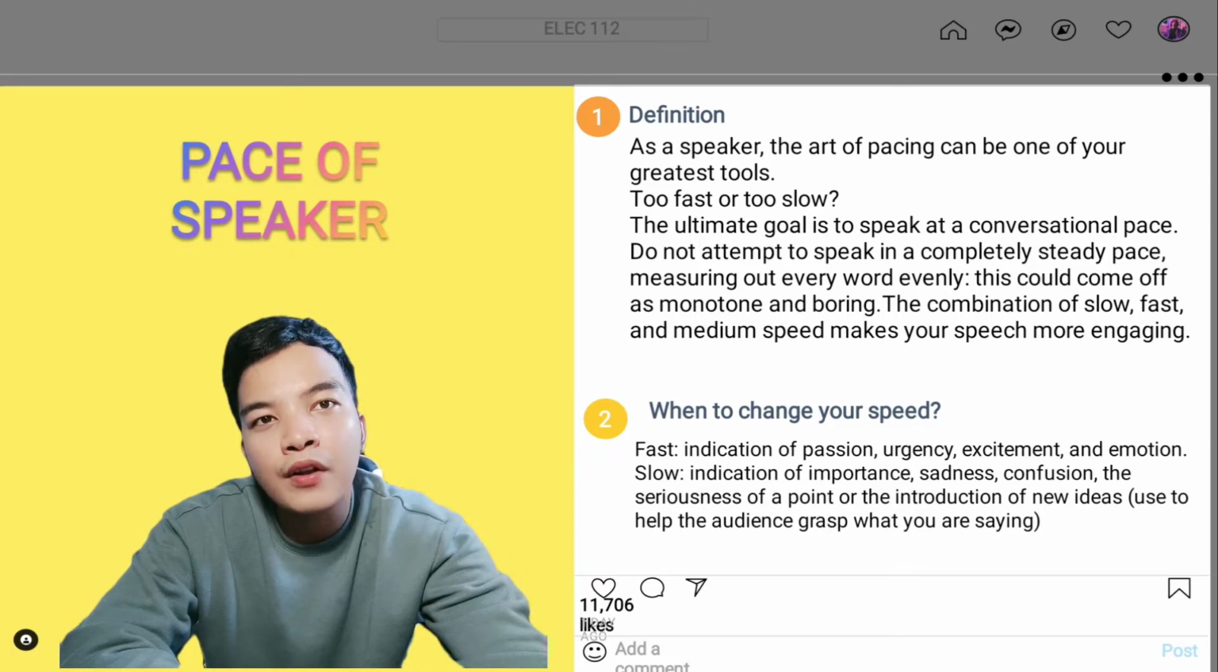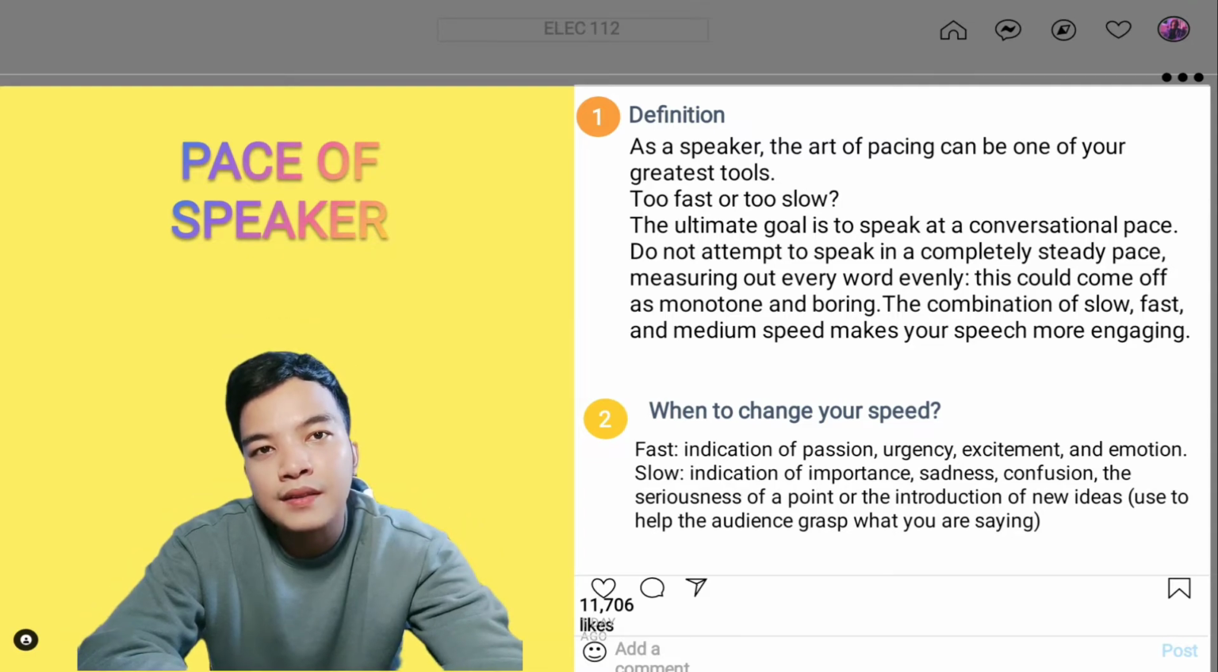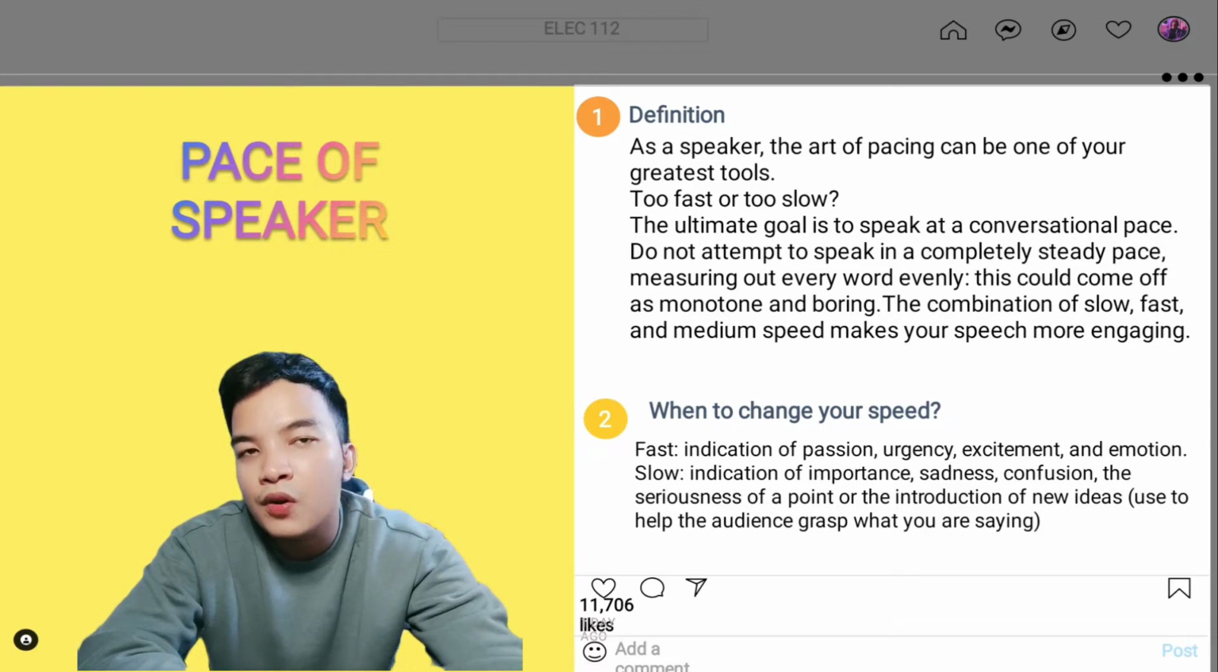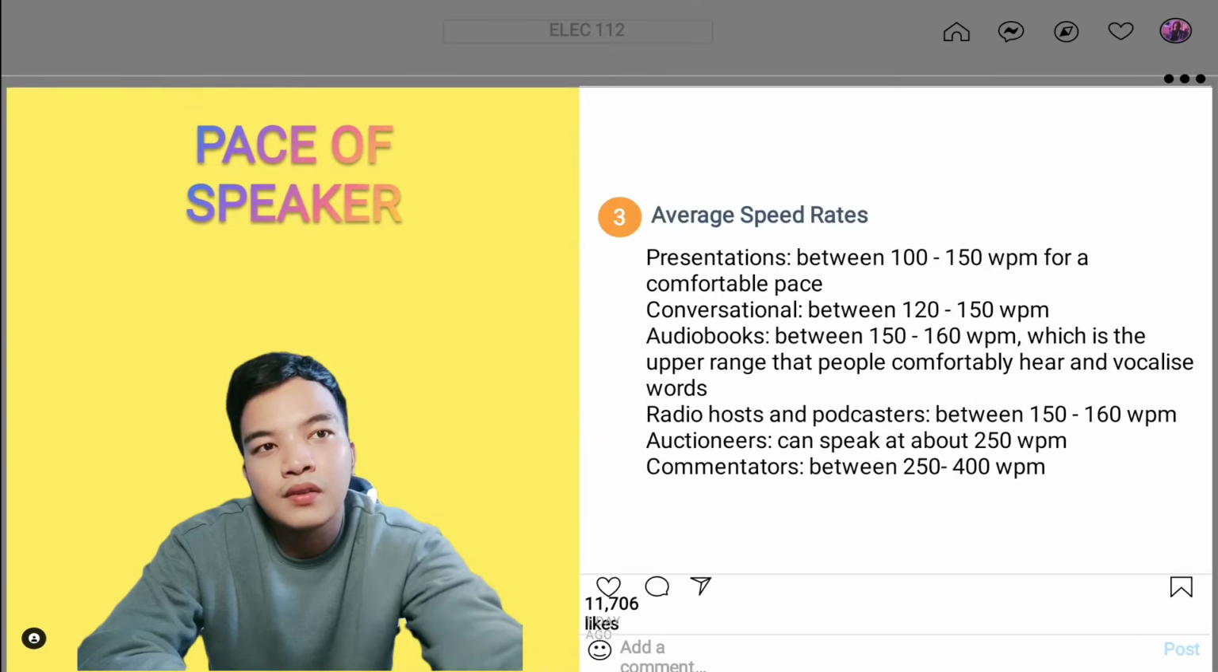Measuring out every word evenly could come off as monotone and boring. The combination of fast and slow medium speed makes your speech more engaging. Fast is the identification of passion, urgency, excitement, and emotion. Slow is the identification of importance, sadness, confusion, the seriousness of the point, or the introduction of new ideas, used to help the audience understand and grasp the message.